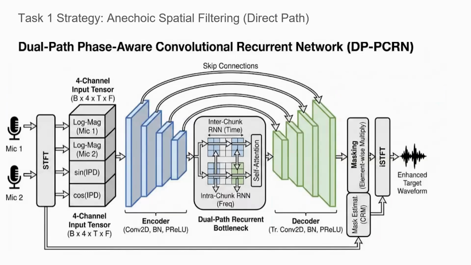Strategies for Task 1 and Task 2. We tailored our strategy for the two different tasks. For Task 1, an anechoic environment, the environment is clean with no echoes, so we rely heavily on the phase difference since the path is direct and the cues are very sharp, allowing us to surgically separate the speakers.